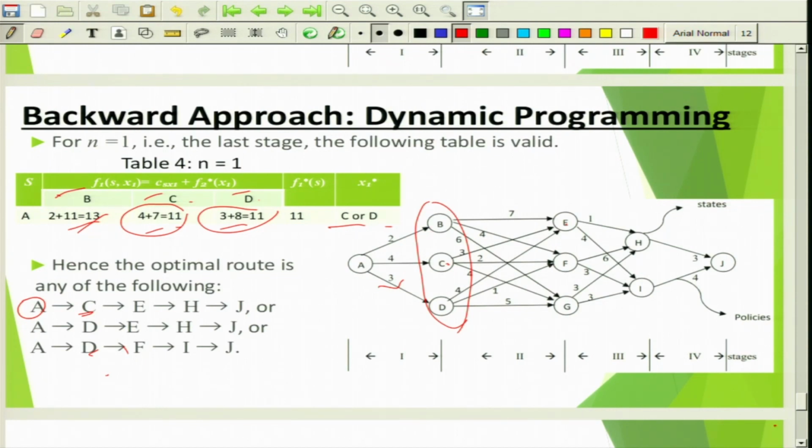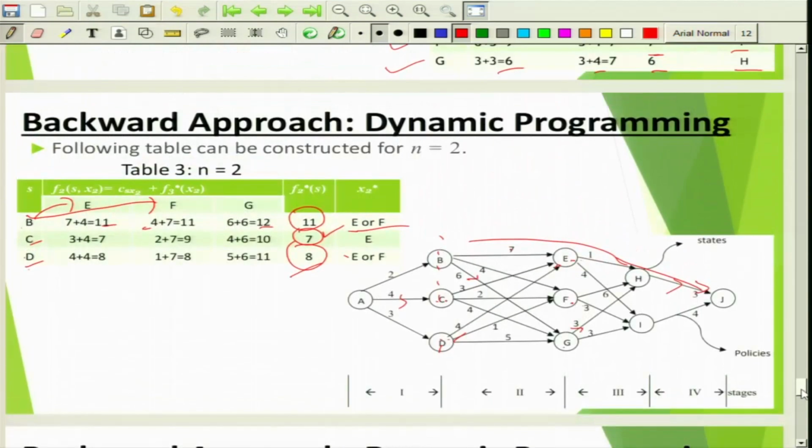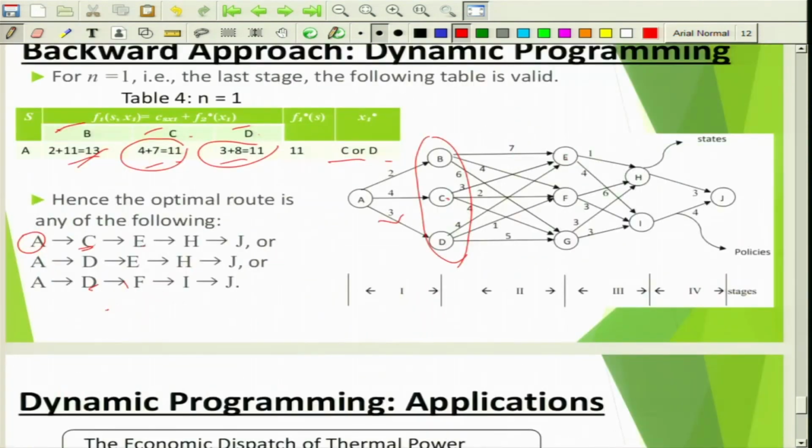If you choose C, you have to go to the previous state to understand. If you go to C, then the only option for you is E. Then if you go to E, you have to go to H, not I. I will write it down. If you choose A to C, then go to E. If you go to E, then choose H. If you go to H, then choose J. This is one optimal route.